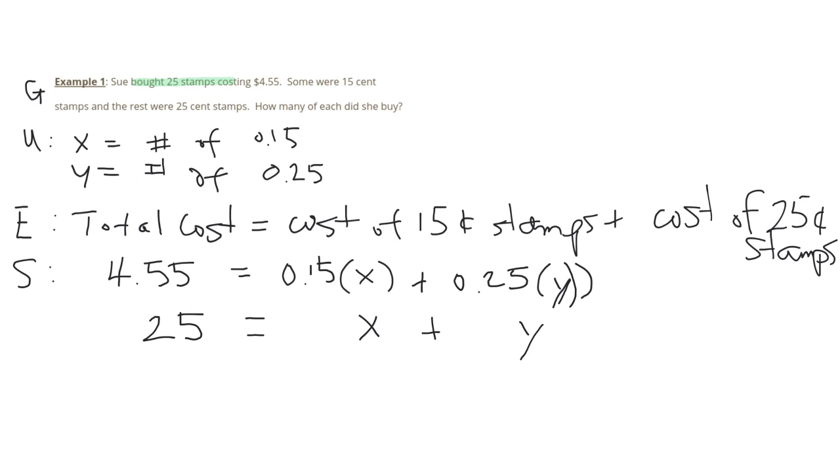So strategically, if you wanted to, it would be very easy to solve this by substitution because we already have ones here. So it'd be very easy to get X or Y by itself. You could also very easily use a multiplier. Remember, if you want to get rid of decimals, in this case, you could multiply everything by 100. So please solve this example on your own to continue.